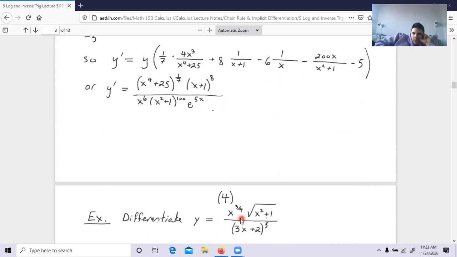So let's see an example, and you will try to differentiate it. Okay, guys, here is your task. Differentiate x to the 3/4 root of x squared plus 1 divided by 3x plus 2 to the 5th power. And we'll do it together, but first your turn.